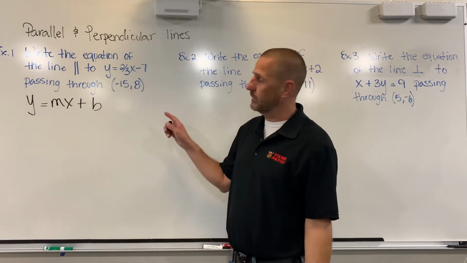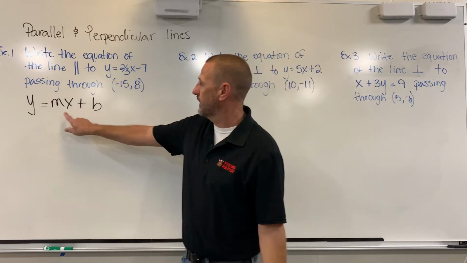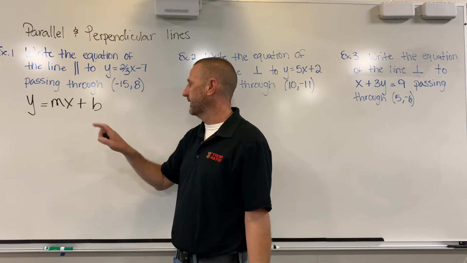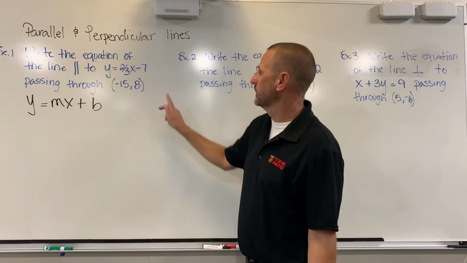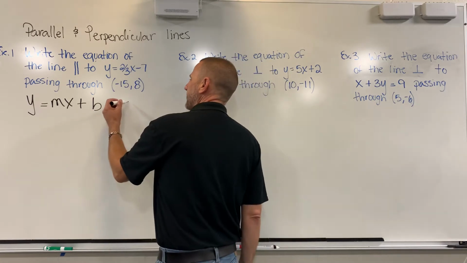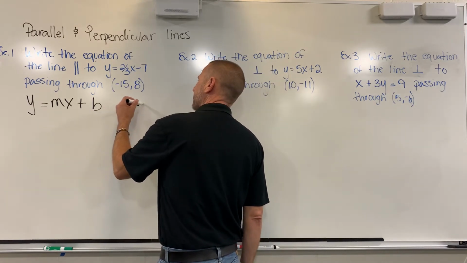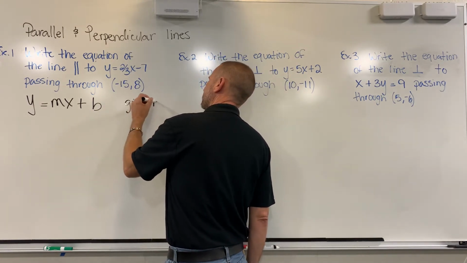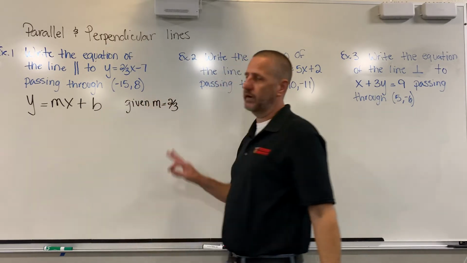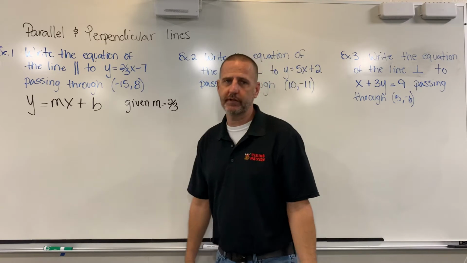The nice thing about y equals mx plus b is it tells us right away that the number next to x is our slope, and the other number is our intercept. So in this case, 2/3 is our slope. I'm going to write this down that they gave us: given slope. All right, so we know the slope is 2/3. That's what they told us.